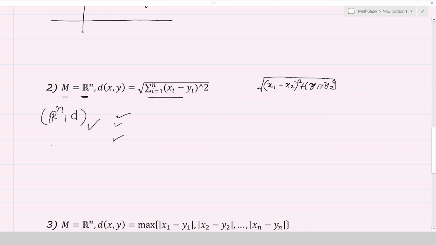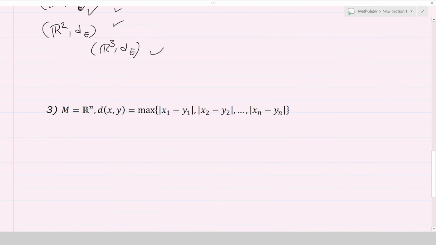Similarly, you can make many such examples, like R2 with Euclidean metric. This E signifies the Euclidean metric, because we have many such distances. So R3 with Euclidean metric is a metric space. You can construct many such examples.